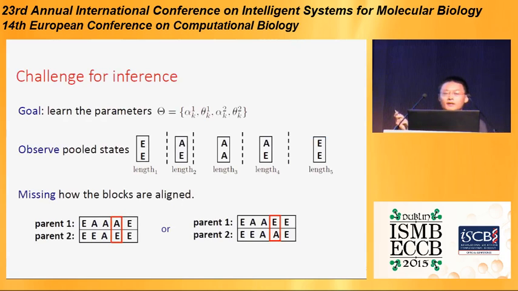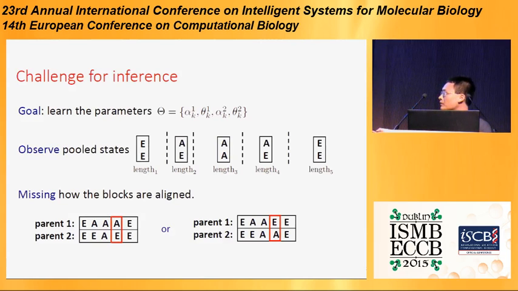So remember that our goal is that we want to learn the parameters of the frequencies and length distributions of both of these semi-Markov processes. The observations that we have from the data are these local ancestry states across the genome. What's missing is basically how these local ancestry states are aligned into the parent blocks. What that means is that, potentially, there could be exponentially many possible alignments into the parent's genomic mosaic patterns that are all consistent with the observed data.